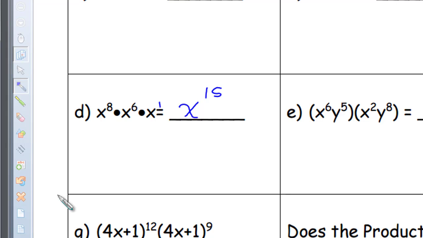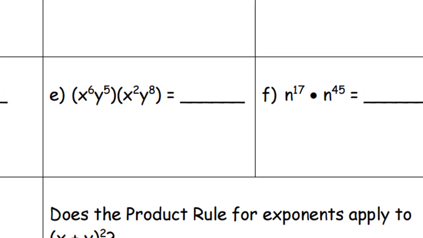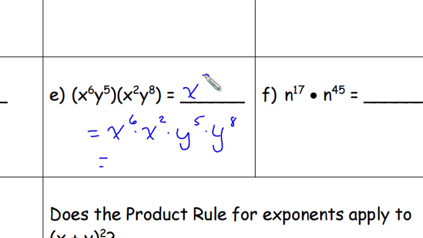Okay. In E, we're starting to mix things up a little bit, but we can rearrange these factors. It doesn't matter which order they're in. So we can say x to the 6th times x squared times y to the 5th times y to the 8th. And so we get what? Very good. Okay. Looks like F is the same thing. Okay, F was the same.